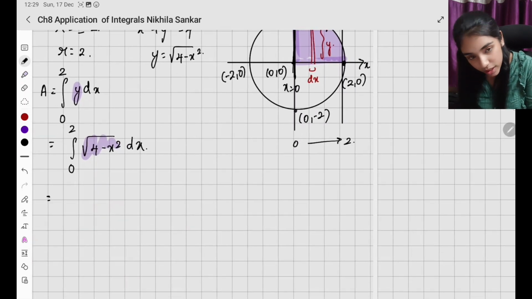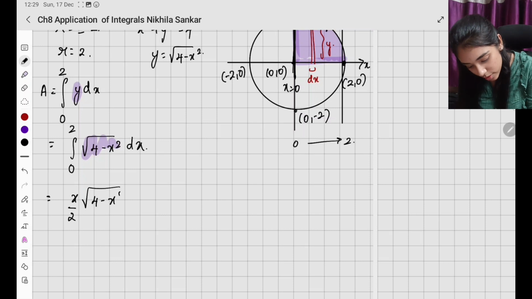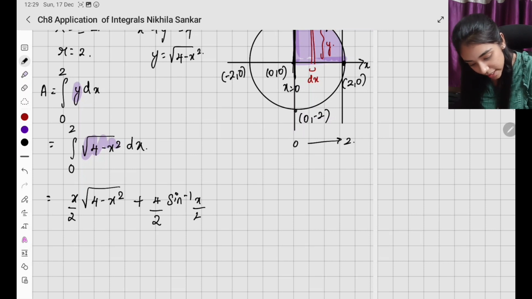By applying the formula we used in the previous question, I have x by 2 square root of 4 minus x square plus a square by 2, so 4 divided by 2 sine inverse of x divided by a, where a is 2. And the limits are going to be from 0 to 2.